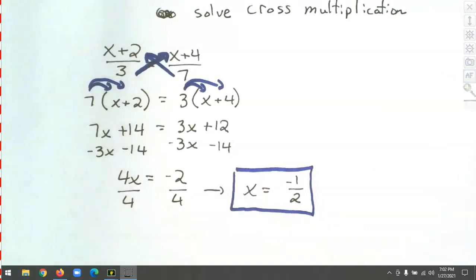And when can we use cross multiplication? When you have a fraction equaling another fraction. What type of equation is this? Is this an identity, contradiction, or a conditional equation? This will be conditional. Why? Because when we solve it, we get an answer. It's called conditional.